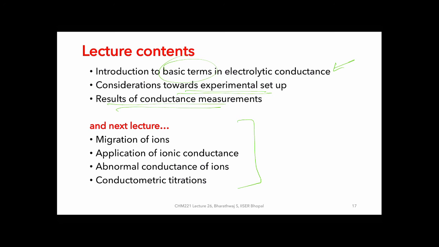In the subsequent lecture, we'll be taking a look at how migration of ions happens, an application of ionic conductance, and what the abnormal conductances are that come up, for instance, for H plus and OH minus, why they appear differently, and how one can exploit such conductometric experiments to measure different thermodynamic parameters.